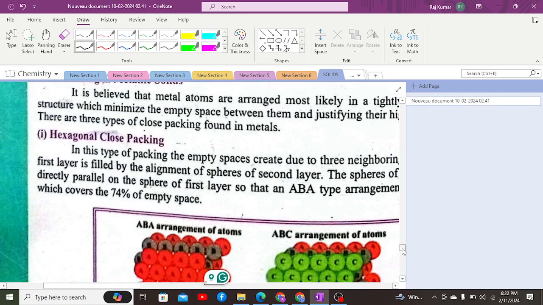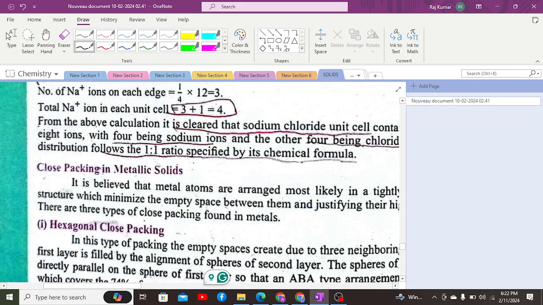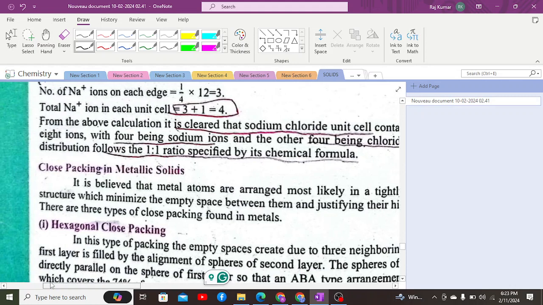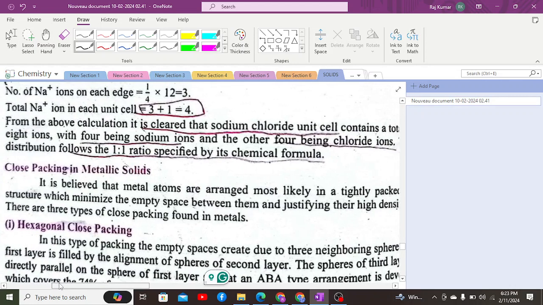Close packing in metallic solids is another topic we are going to discuss, about the arrangement of metallic solids in layered form, such that metal atoms are arranged most likely as tightly packed balls, which minimizes the empty space between them and justifies their high density.